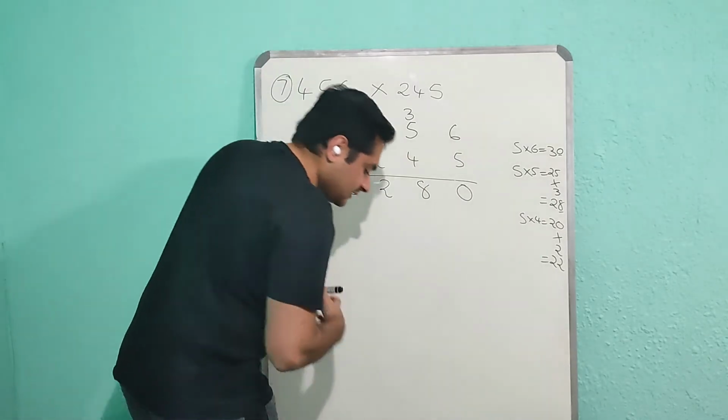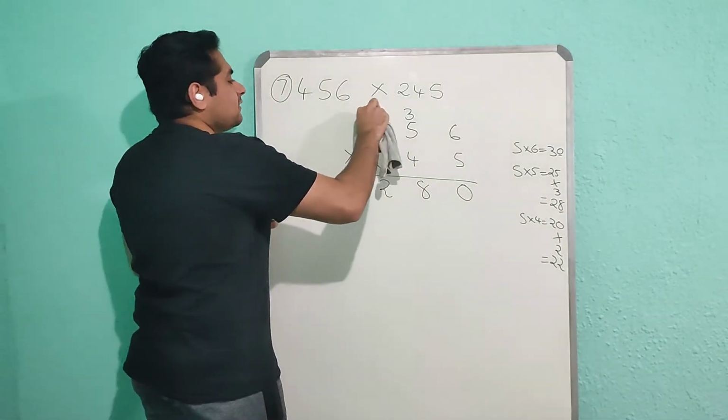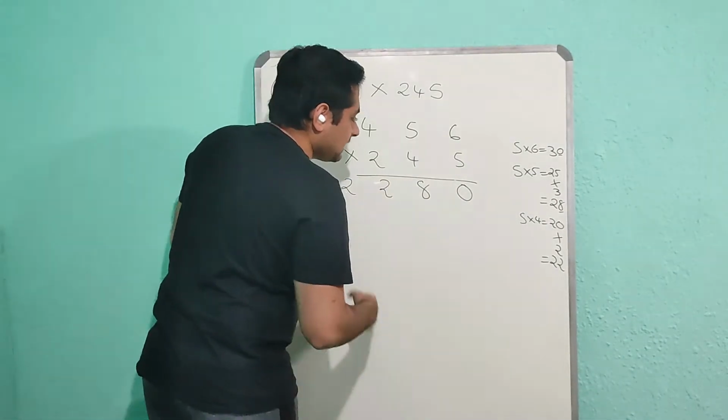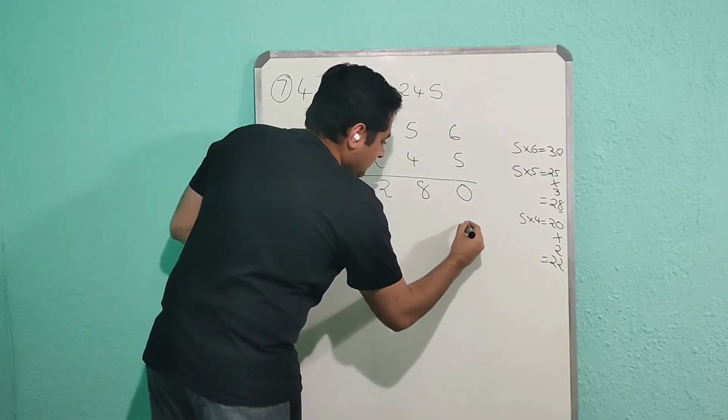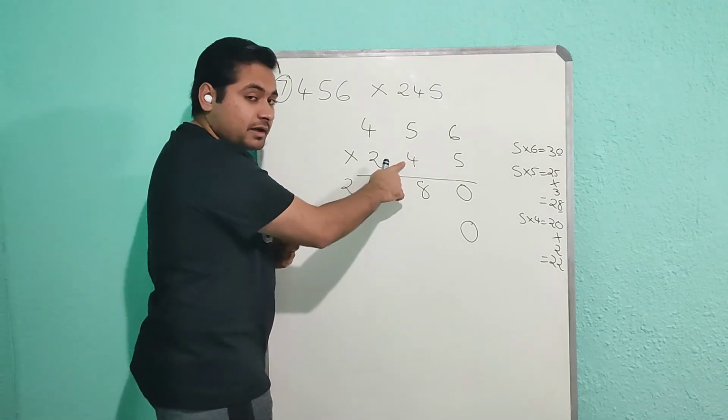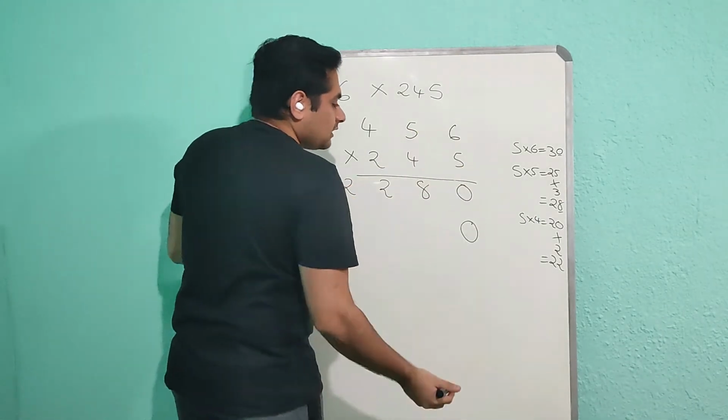Now that we are done with the first packet of chips, let's get rid of all the carryovers and now throw this packet of chips in the bin. If you throw it in the bin, you write a 0, right? We move on to the second packet of chips. Now, what is 4 times 6?